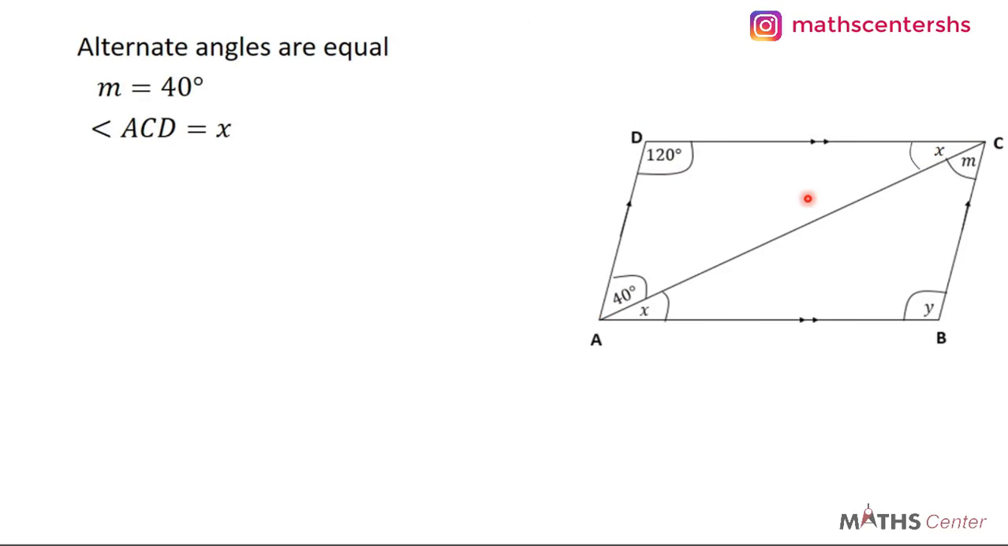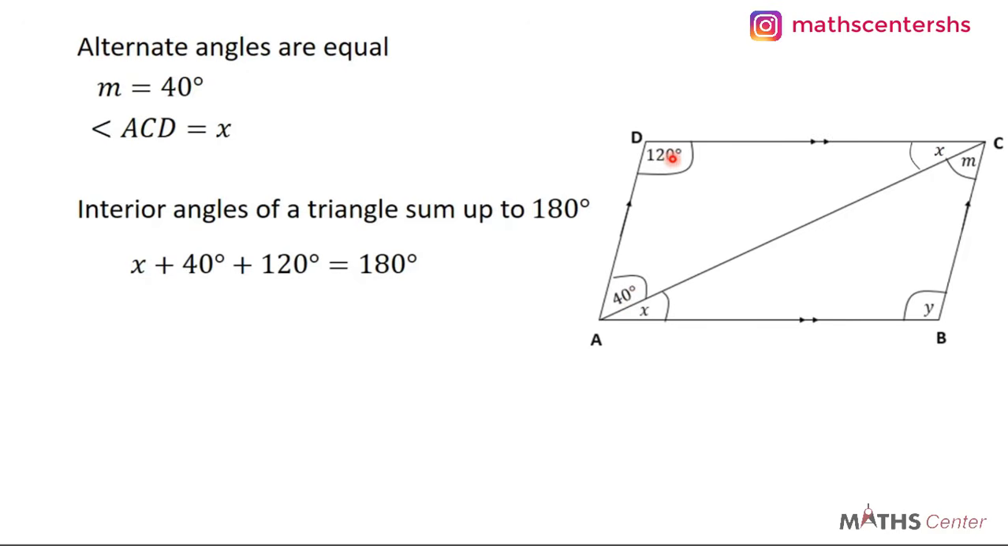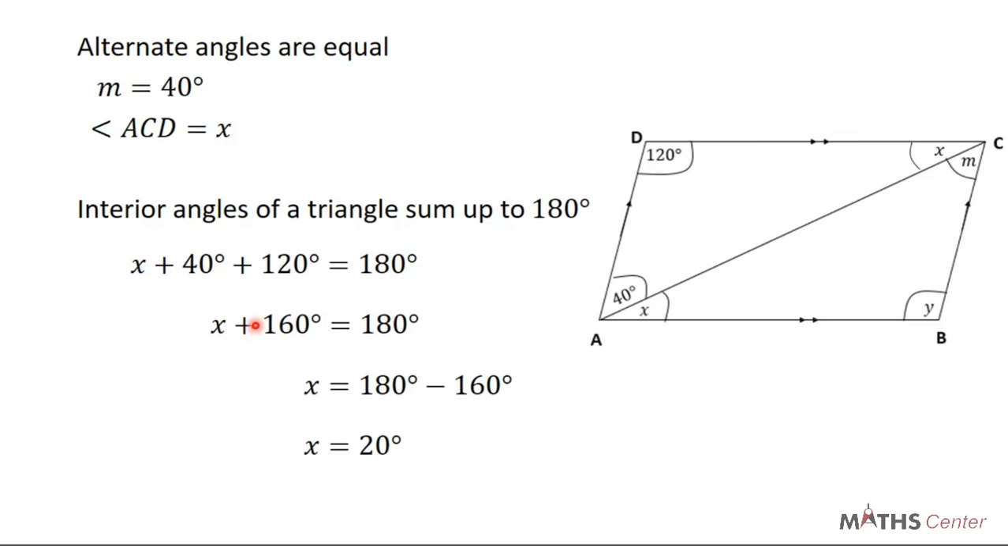ADC is a triangle. We know that the sum of the interior angles of a triangle is 180 degrees. So we can add 40 to 120 degrees to S and equate it to 180 degrees so that you can find S. So this is going to give us S plus 160 degrees is equal to 180 degrees. We simplify and S is giving us 20 degrees.